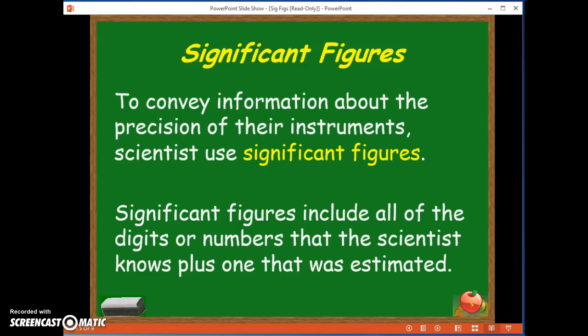So we're still at the top of page 4. I want you to fill in the blank space where it says to convey information about the precision of the instruments, scientists use significant figures.